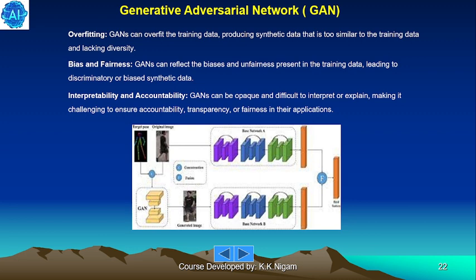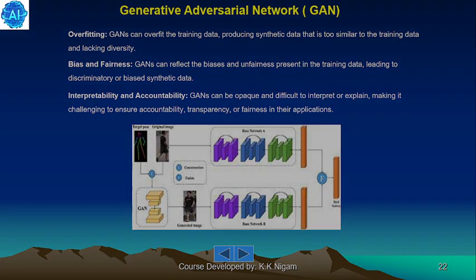Overfitting. GANs can overfit the training data, producing synthetic data that is too similar to the training data and lacking diversity. Bias and fairness. GANs can reflect the biases and unfairness present in the training data, leading to discriminatory or biased synthetic data. Interpretability and accountability. GANs can be opaque and difficult to interpret or explain, making it challenging to ensure accountability, transparency, or fairness in their applications.